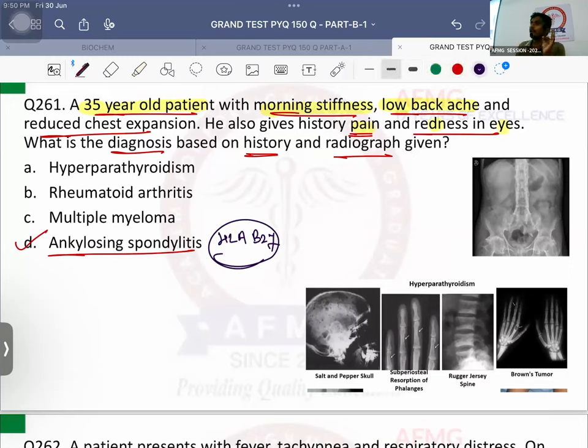What is the drug of choice for anterior uveitis? The drug of choice for anterior uveitis is steroids. That is contraindicated to latanoprost.